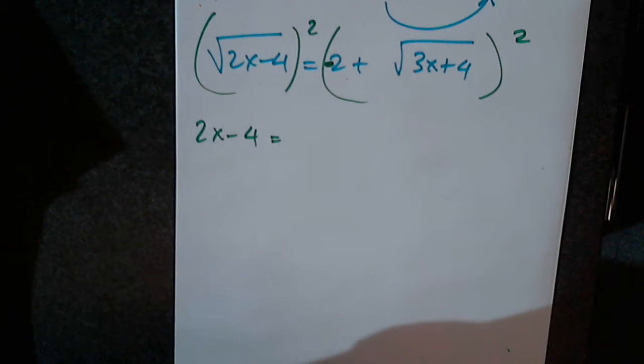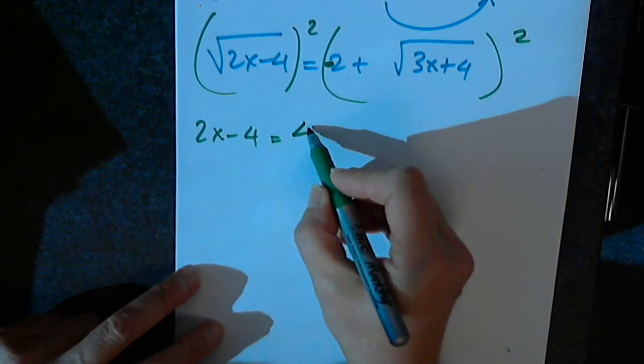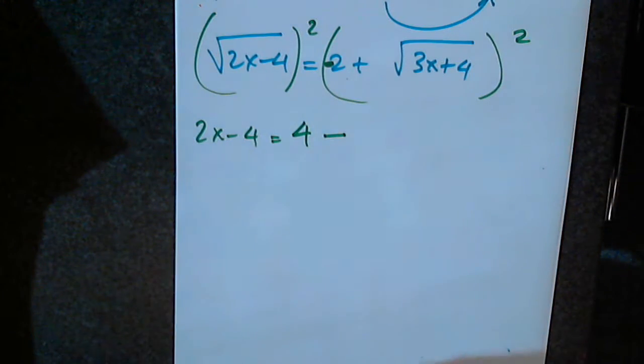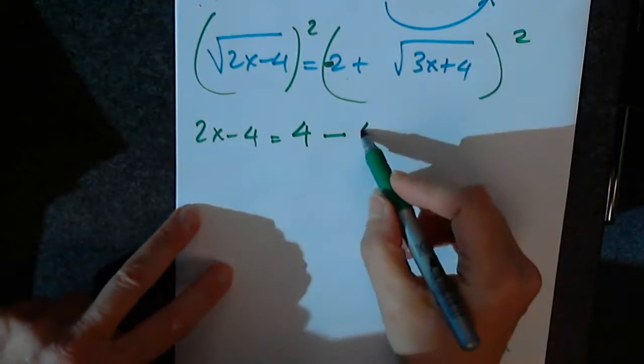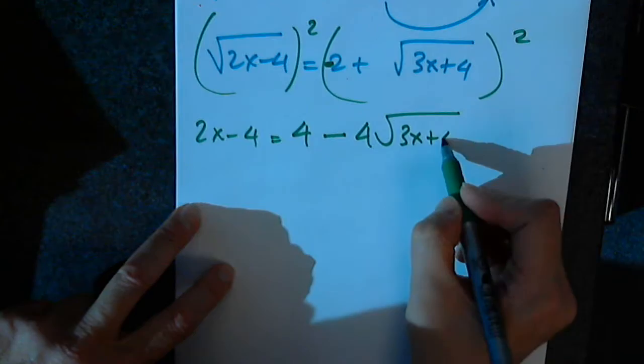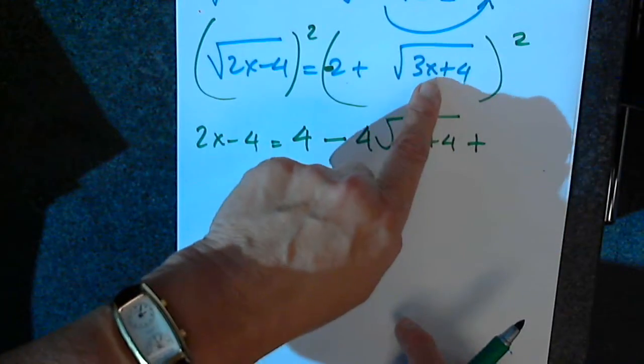First term squared. How much? Minus 2 times 2 times the square root. For the square root, indeed. Plus the second term squared.